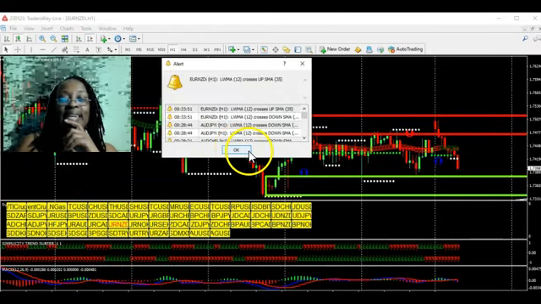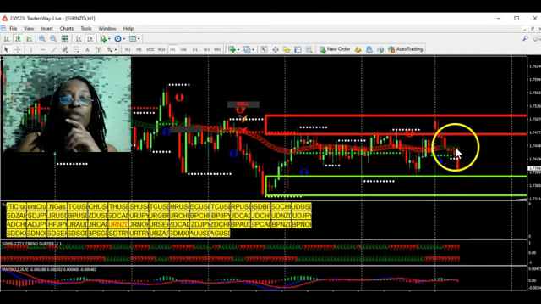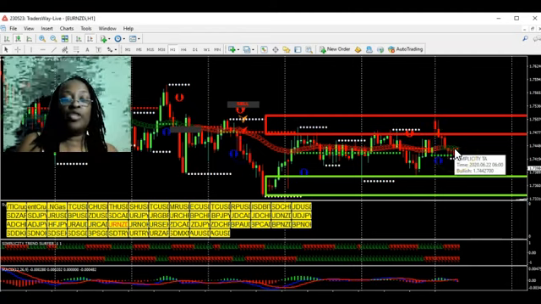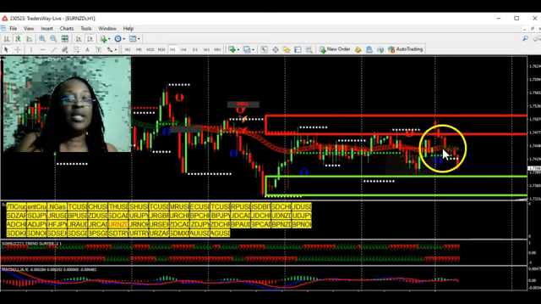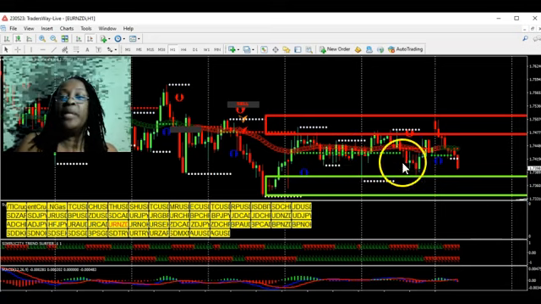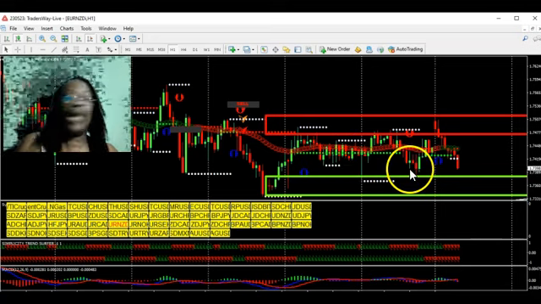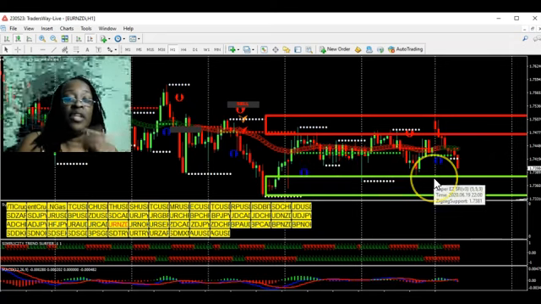Euro NZD. Okay, coming out of the supply zone. Now, great. I love this one. Great teaching moment. Too late. It's too late. You don't want to be getting in the trade in the middle of the zones. Too late. So there's nothing else to be said on that.